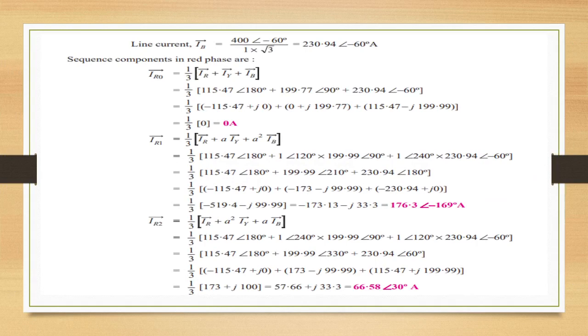So the sequence components in the red phase are IR0, IR1 and IR2. According to these formulas, we are going to get the value of IR0 as 0 amperes, IR1 is 176.3 angle minus 169 degree ampere and IR2 as 66.58 angle 30 degree ampere.